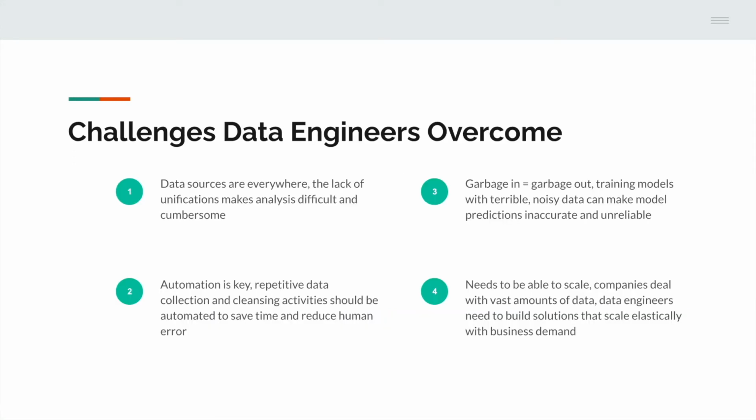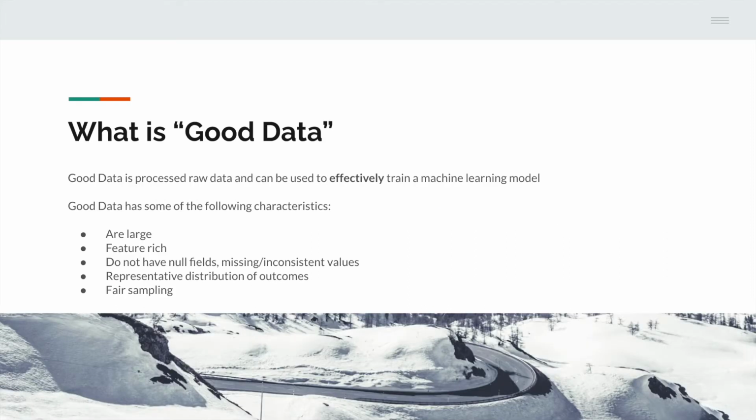Now, let's go over what is good data. In the third point from before, I've said that garbage in equals garbage out. So how do we make sure that we don't feed our machine learning models, or any model that we're trying to train, with rubbish data? Well, good data is processed raw data that can be used to effectively train a machine learning model in this case. So good data has the following characteristics. Data sets are large, feature-rich, do not have null fields or inconsistent missing values. They're representative of the distribution of outcomes, and there's fair sampling.